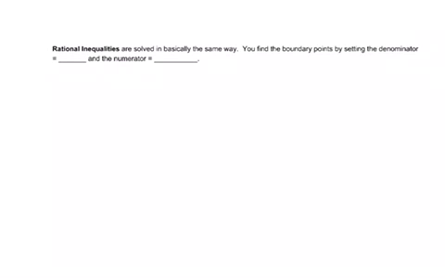So rational inequalities are solved in basically the same way. We find those boundary points, the numbers on the number line, by setting the denominator equal to 0 and the numerator equal to 0. So let's do a couple examples.